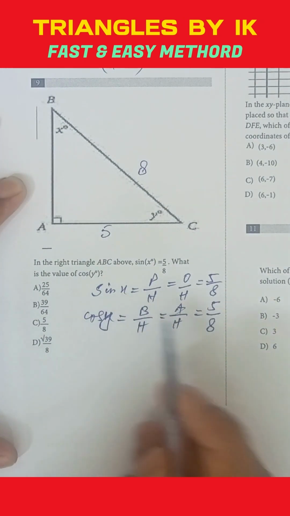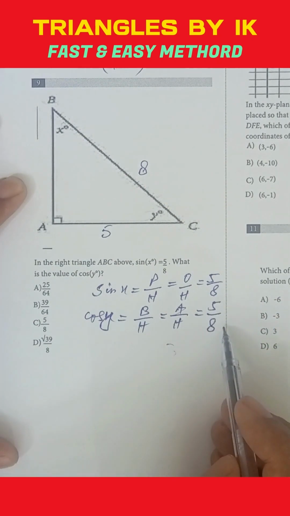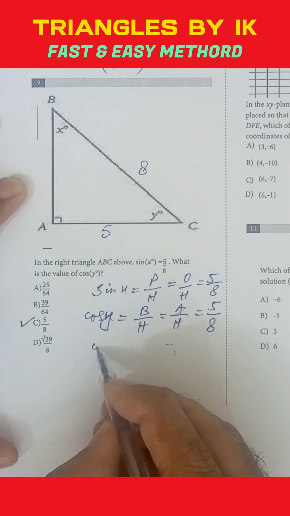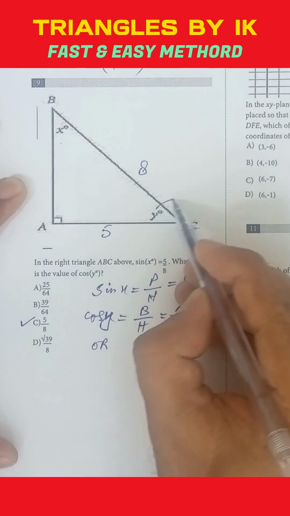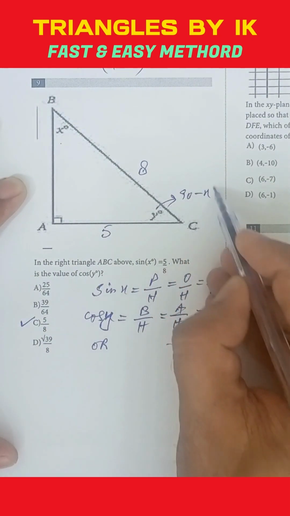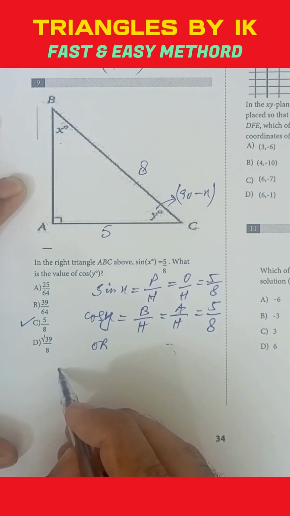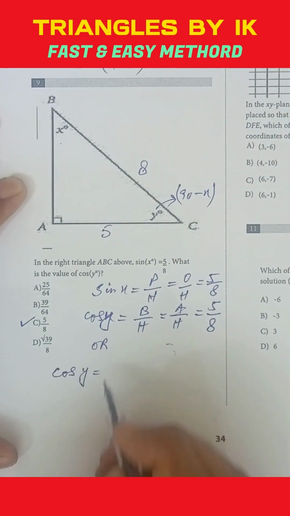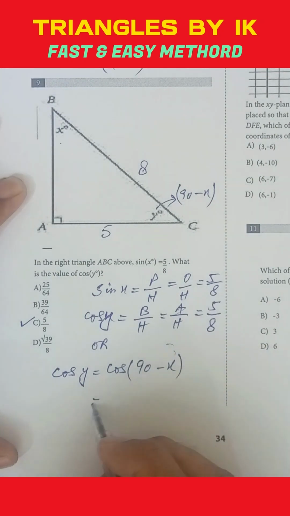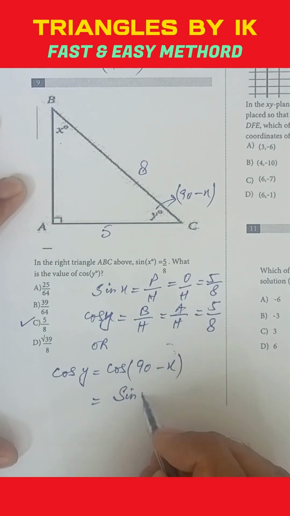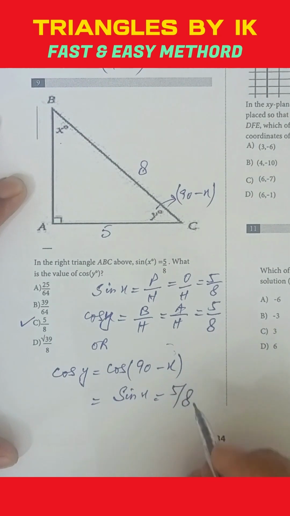So sin x is equal to 5/8. So cos y is also equal to 5/8. C is the answer. There is another option. If this one is x, this one is 90. So y is equal to 90 minus x, angle sum of triangle. So when you want to calculate cos of y, in other words cos of 90 minus x, we know that cos of 90 minus x is equal to sin x, which is equal to 5/8. This is another option. So you can solve it by this method.